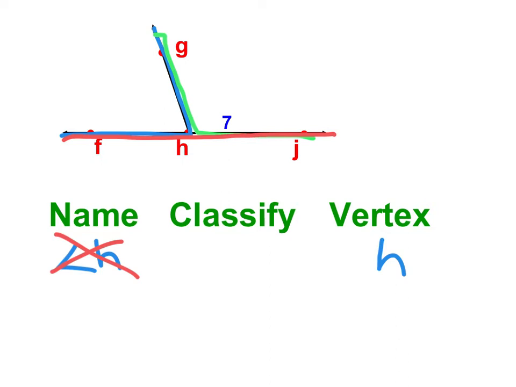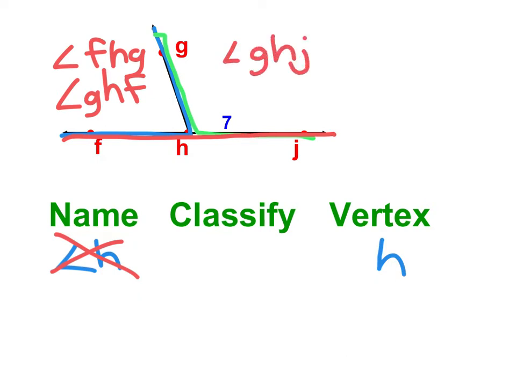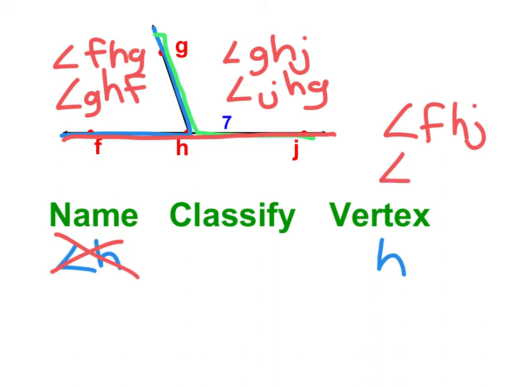So name that blue angle for me. Think about how you would name that blue angle. You could call that angle FHG or angle GHF. Okay? If I said name the green angle, well, the green angle would be angle GHJ or angle JHG. And if I said, well, give me the red angle, well, the red angle is angle FHJ or angle JHF. So that's the way we would name those.